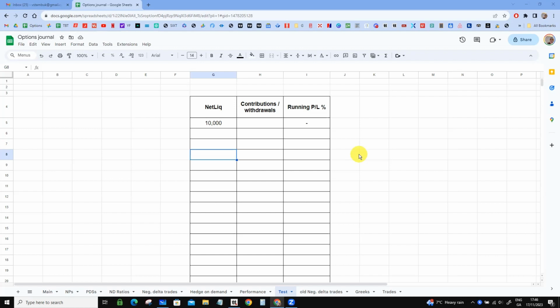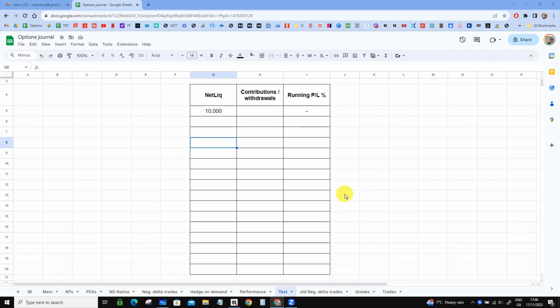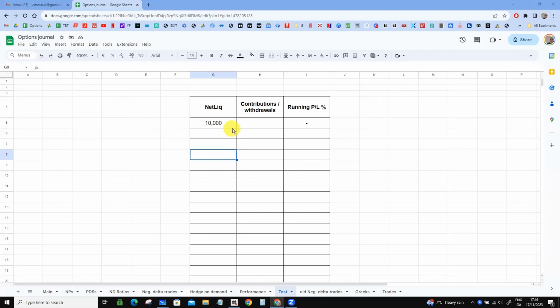Let's start by taking a look at a simple spreadsheet that I made here for this video, and it's not something that I use. It's just something that I've seen people use. There are different versions of that, but they all have the same underlying principle, and the principle is that you keep track of your NetLiq daily, weekly, or whatever you do, and then you have a separate column in which you keep record of your contributions or withdrawals. Most of the times it's with contributions, and then down the road it's withdrawals. Then they have some either running profit and loss or daily profit and loss percentage or something.